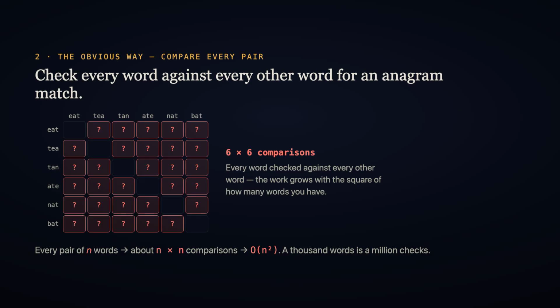We write that growth as O of n squared. N is just how many words you have. And it explodes as the list grows.